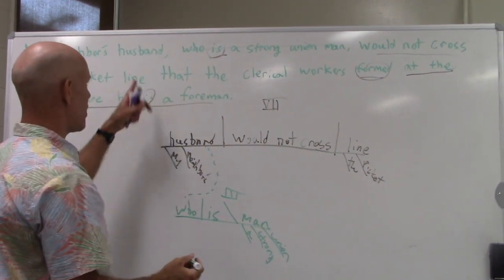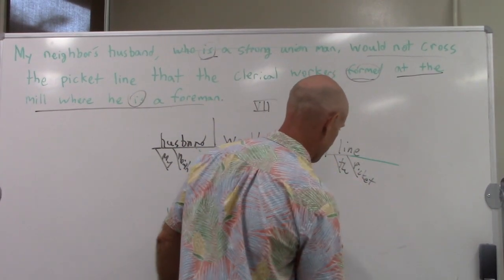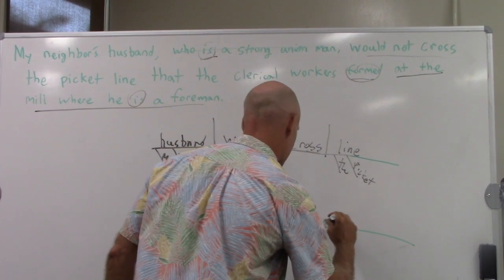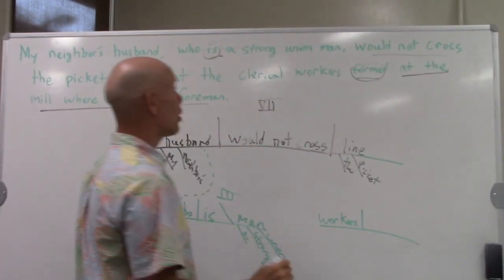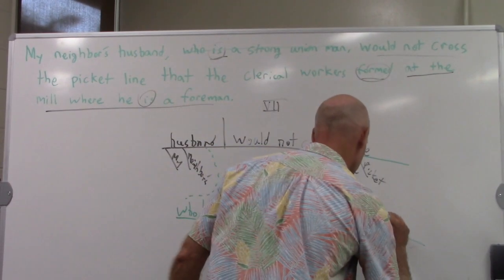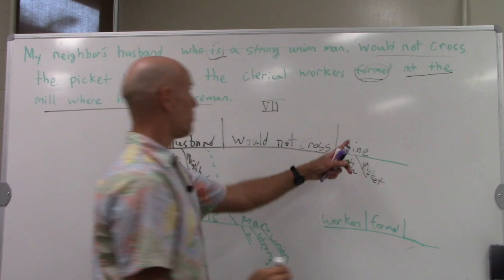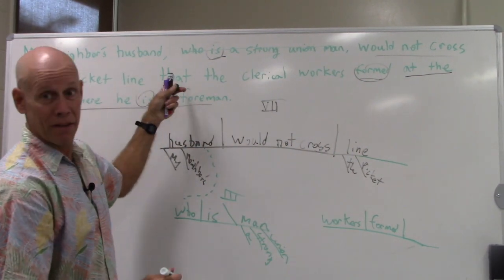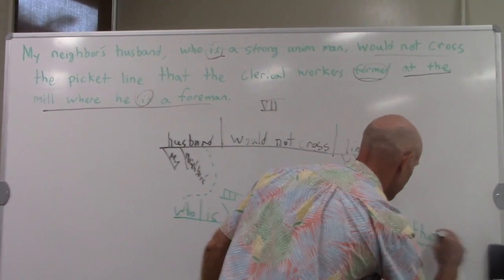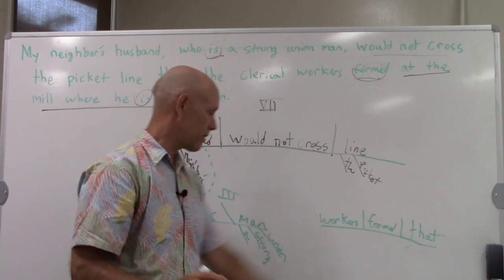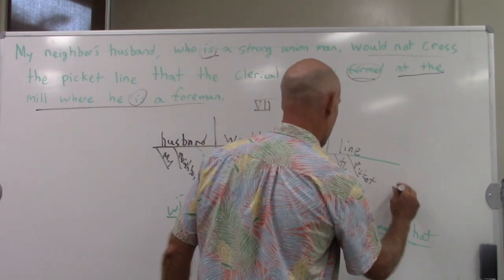Now, which line are we talking about? The line that the clerical workers, right. Exactly. What did they do, the workers? They formed a line at the... Okay, they formed that. All right, that's your adjectival relative pronoun, and it is serving as a direct object in the sentence. The relative pronoun is always going to have a place to be in the sentence here. So that is equal to line.